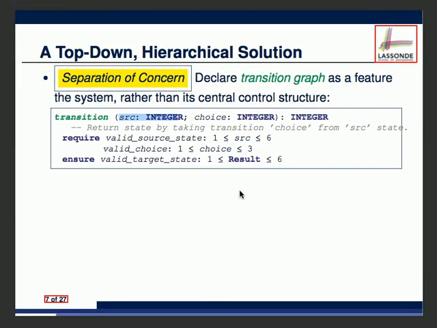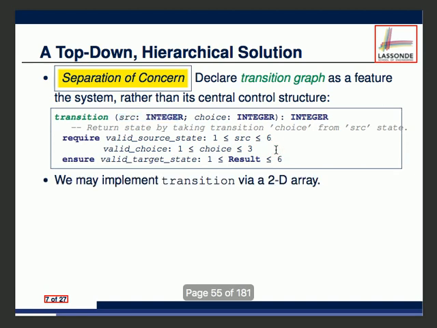For this particular example, we can write some contracts very quickly. You can elaborate that later, but for now, I say the source state must be valid, between 1 and 6, and the target state should also be between 1 and 6, and you only have 3 choices, so the choice is between 1 and 3.